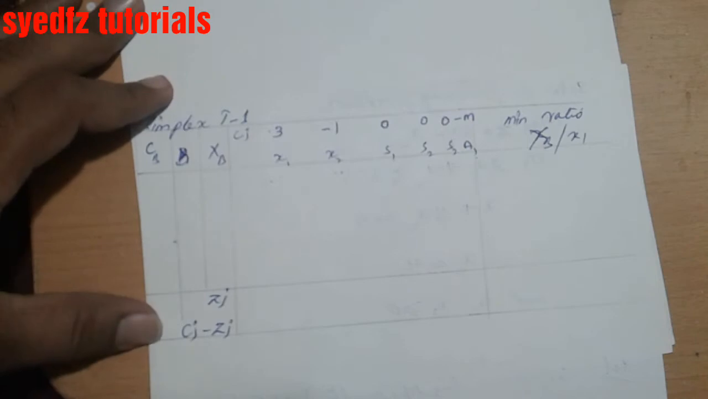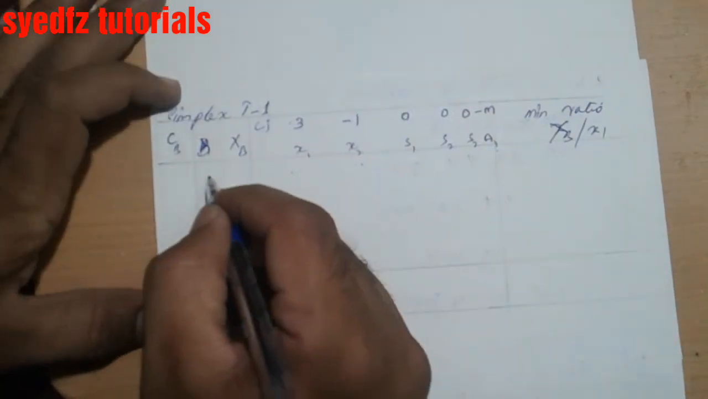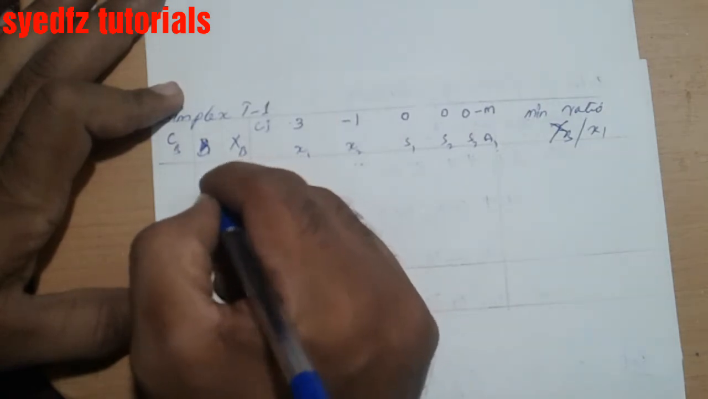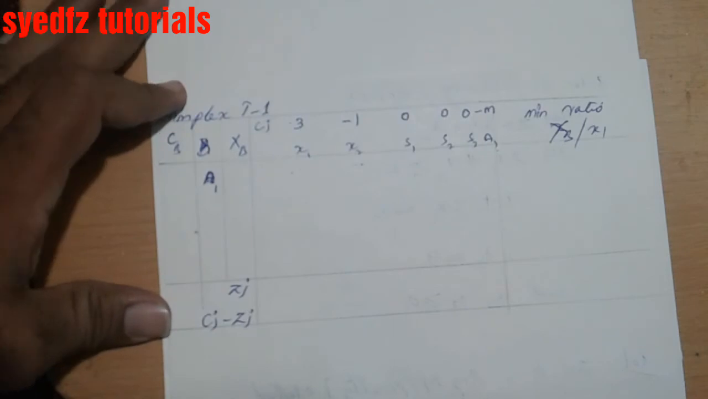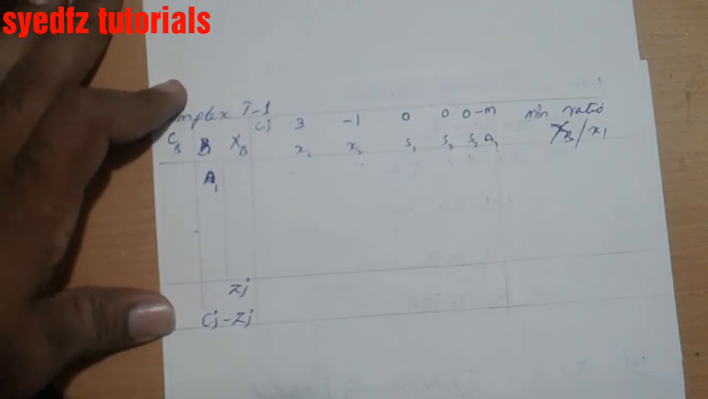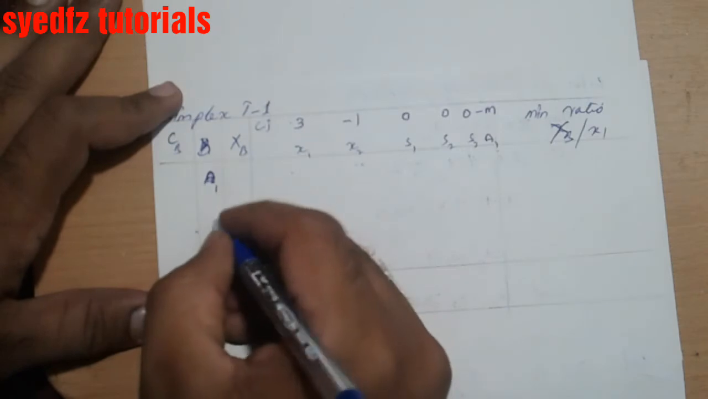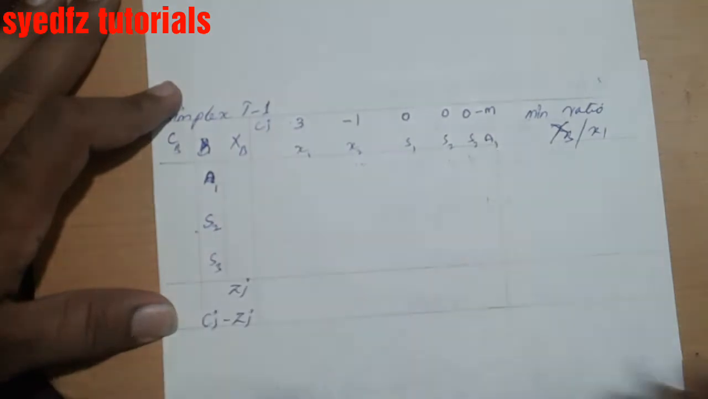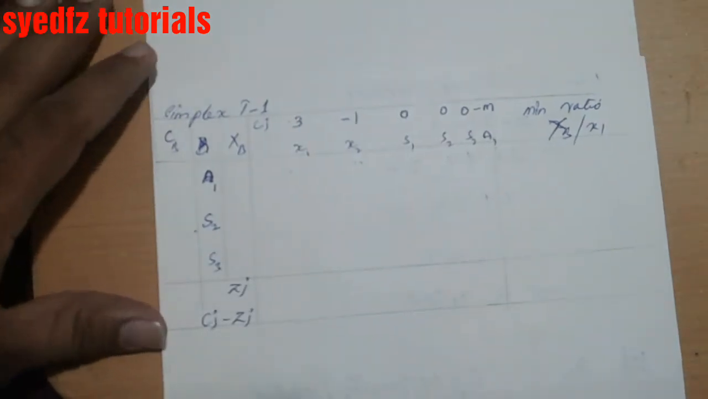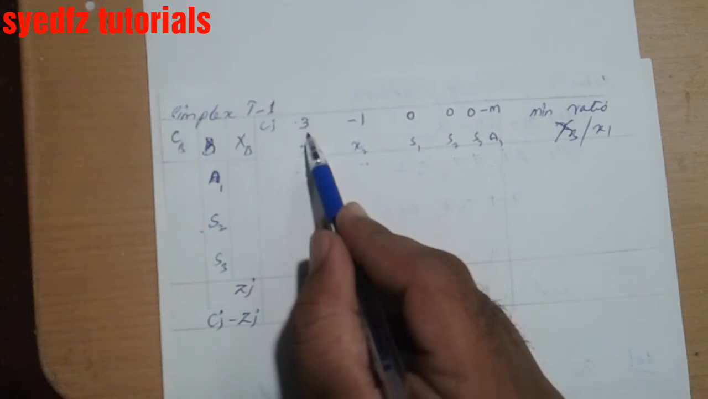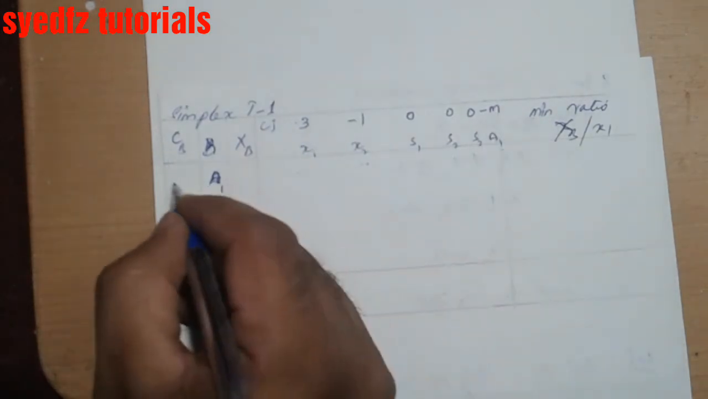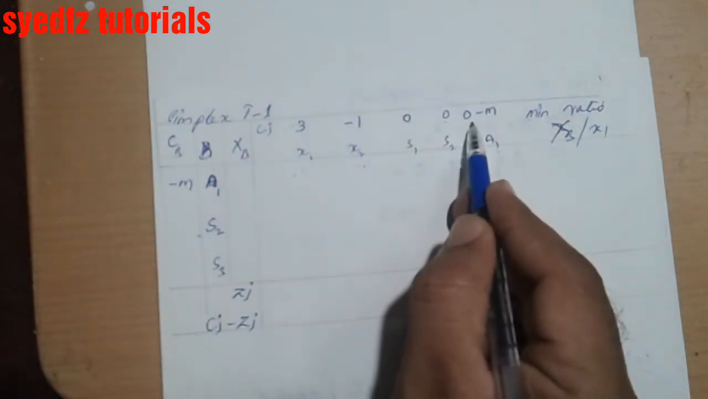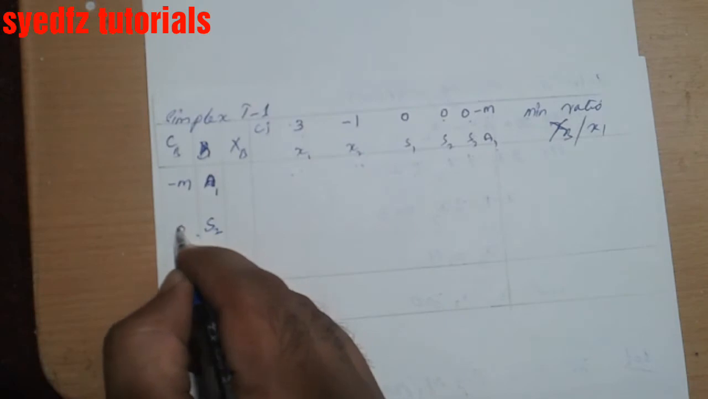Now basic variable always should be here. In place of S1 we have taken A1. Why? Because it is a greater than. S we have just written for the purpose of calculation. A1, S2 and S3, and their objective function is for A1 minus M, S2, S3 0, 0. So right here contribution to basic variable is 0, 0.